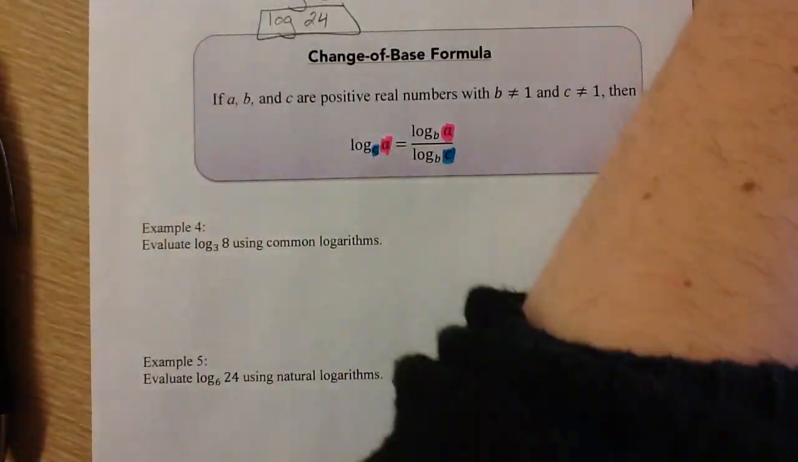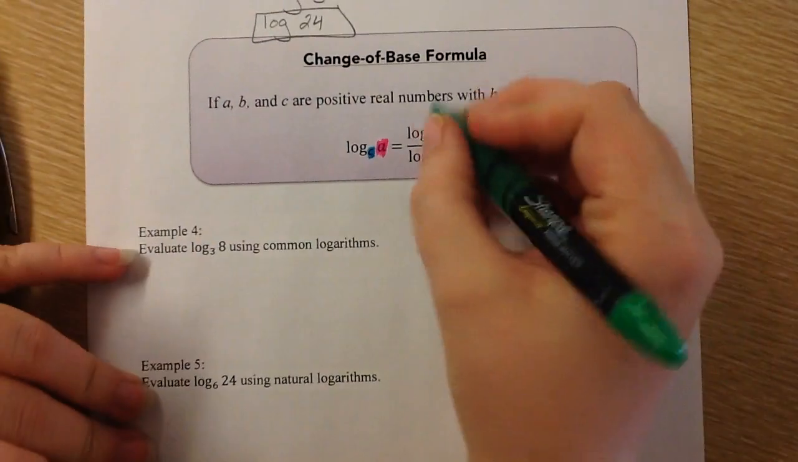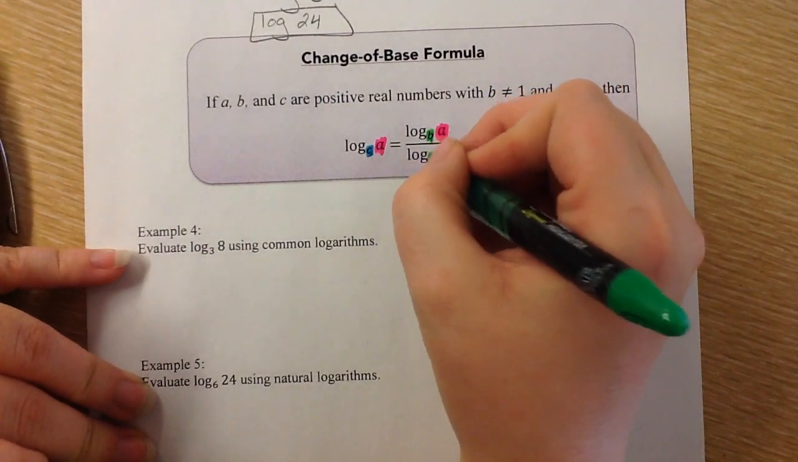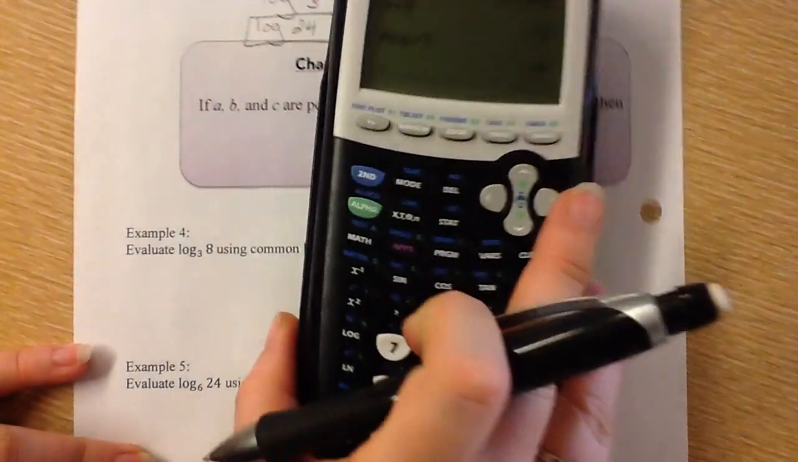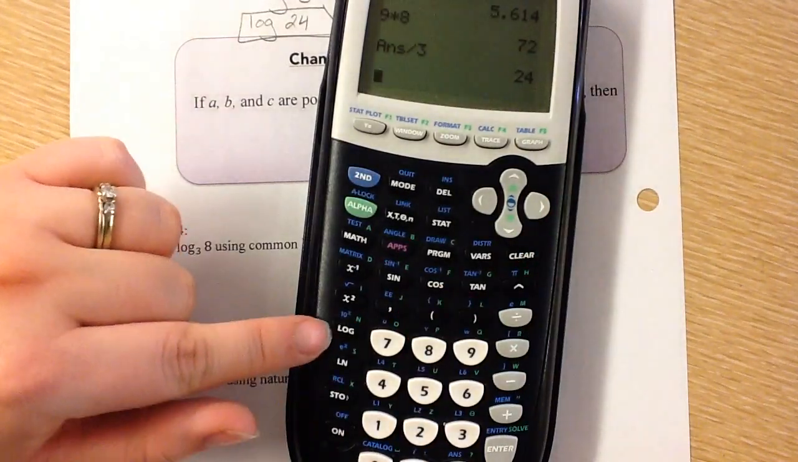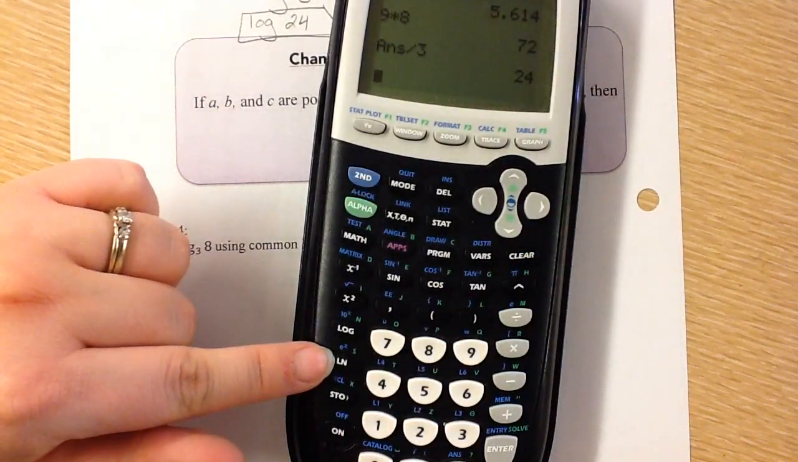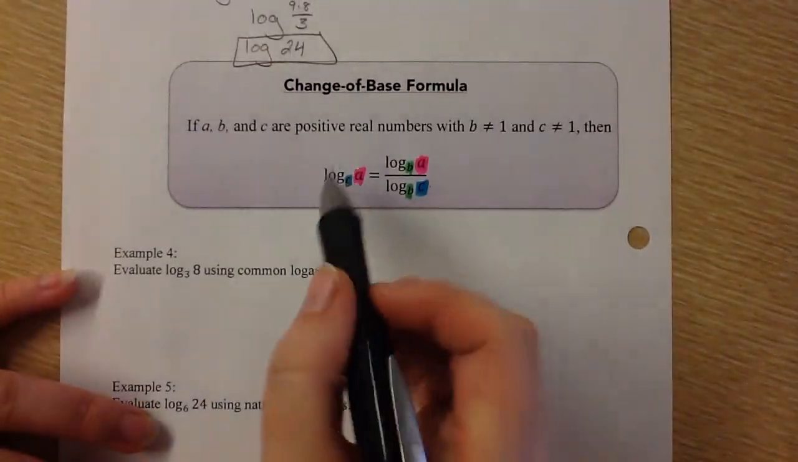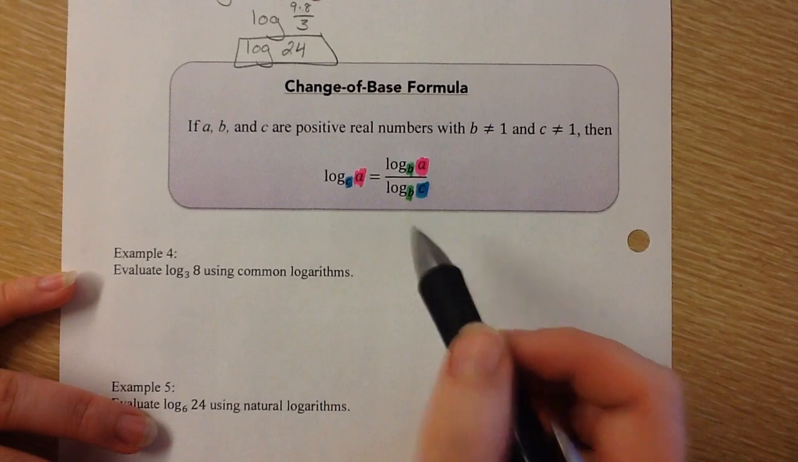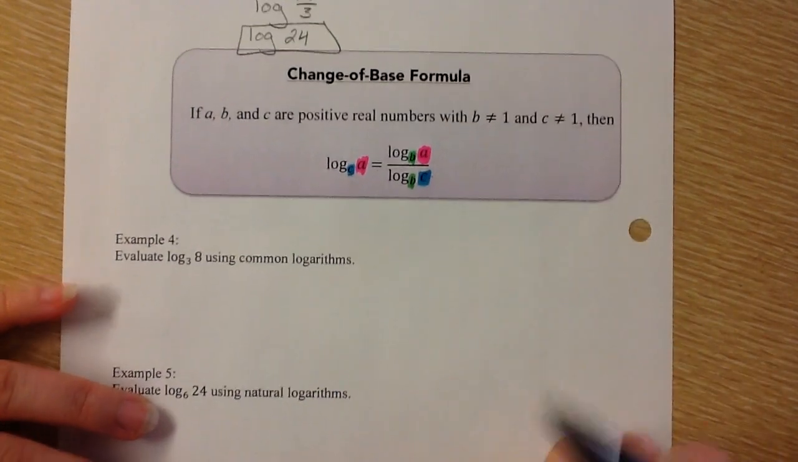And if you notice, this b is a completely new number, and it can be whatever base you want. Okay? Our calculator really only handles 2 kinds of bases. Base 10, log, and base e, ln. So what this allows us to do is change any base into base 10 or base e, so we can do it in our calculator.